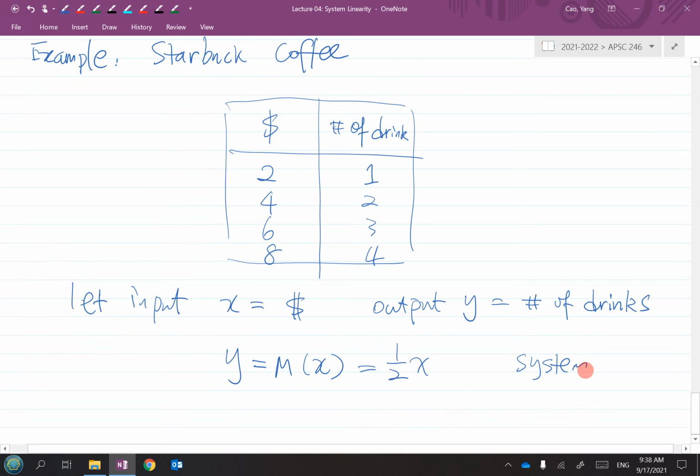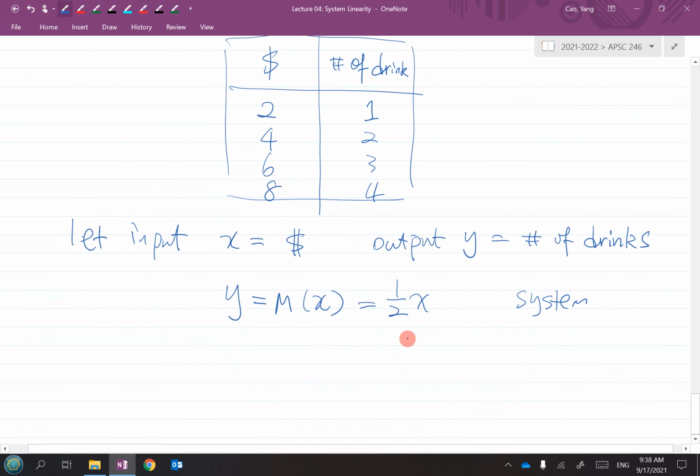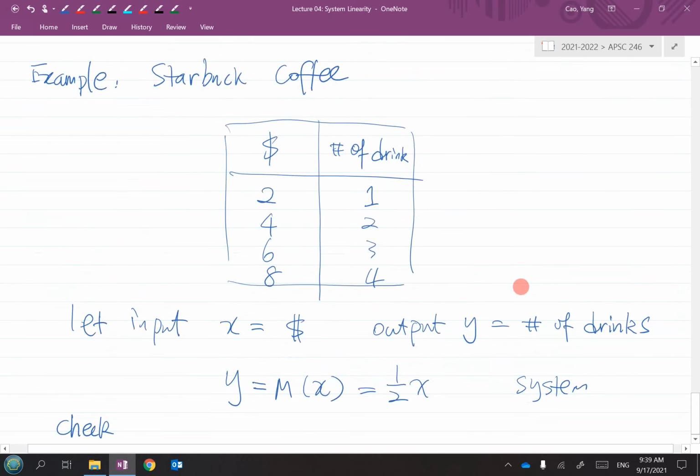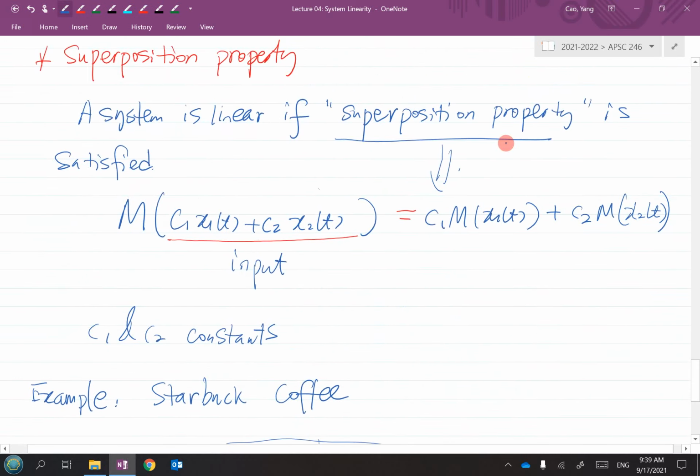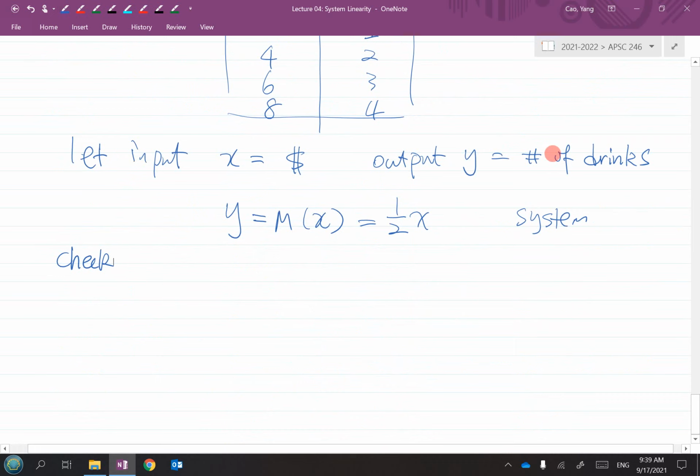So now let's see, is this a linear system or not? That's the next step. First, I'm going to use a more cumbersome way to check. Instead of checking the superposition, I'm going to check both the additive and homogeneous properties separately. All right, so let's check the additive property first.